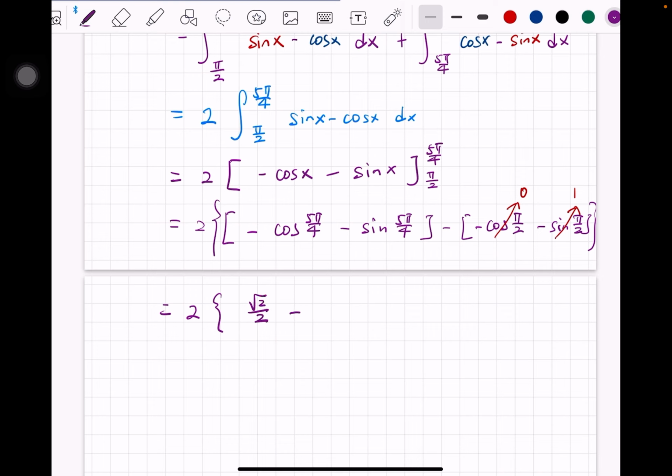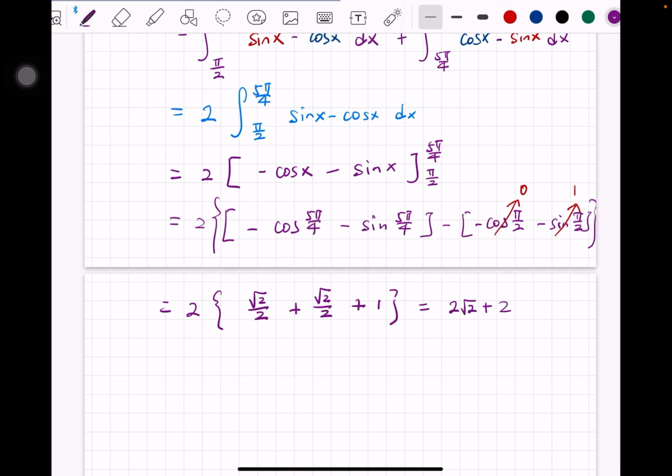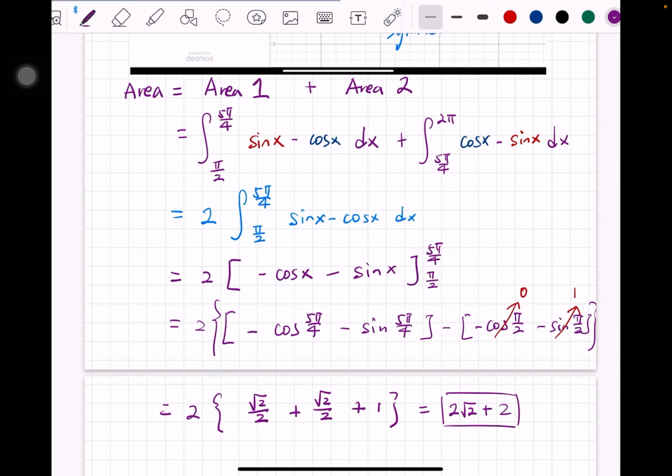So negative of negative becomes positive square root 2 over 2. Same thing for sine of 5 pi over 4, which is negative square root 2 over 2, so negative of the negative becomes plus square root 2 over 2. And minus 0 minus 1, which is negative 1, so it becomes plus 1. And square root 2 over 2 plus square root 2 over 2 is 2 square root 2 over 2. Times 2, that is 2 square root 2, and then 1 times 2 is 2. So the answer is 2 square root 2 plus 2.